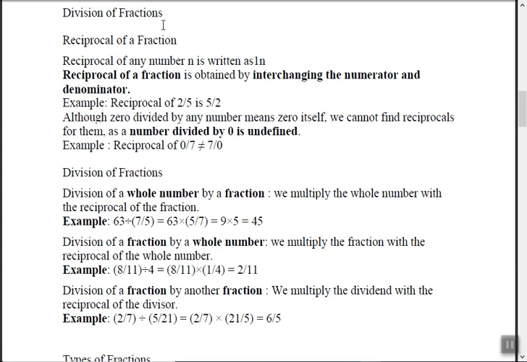Division of a fraction. Division is quite simple, similar to multiplication. Just find the reciprocal of the right hand side fraction and multiply. Firstly, what is the reciprocal? The reciprocal of a fraction is obtained by interchanging numerator and denominator. The reciprocal of 2 upon 5 is 5 upon 2. Reciprocal of 0 upon 7 equals 7 upon 0, but 0 cannot be in the denominator, so it's undefined.